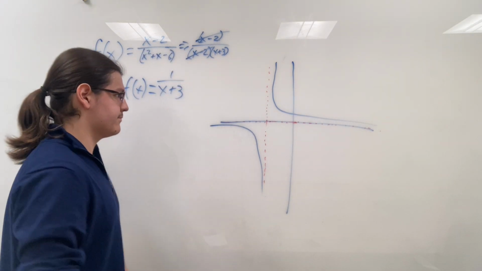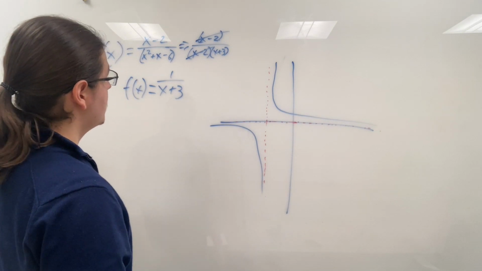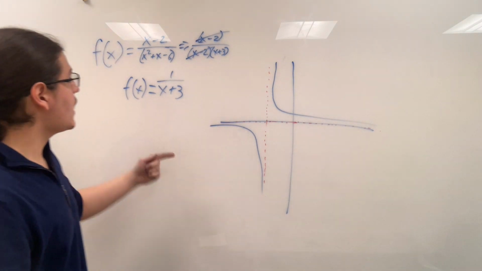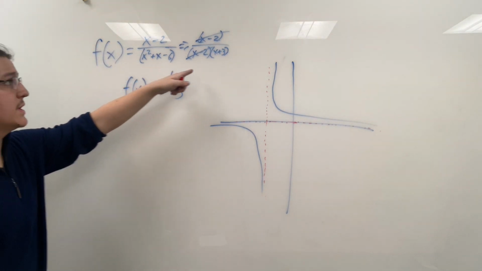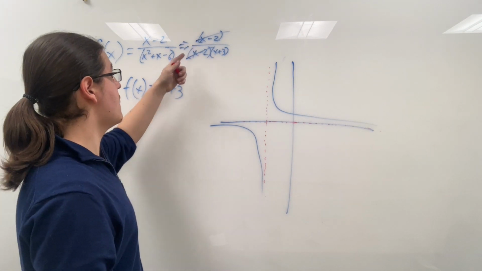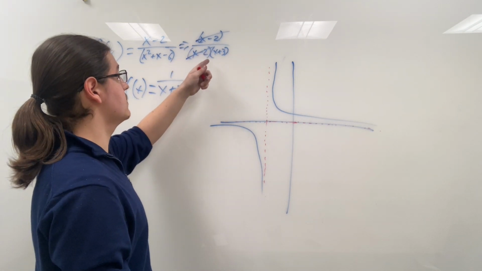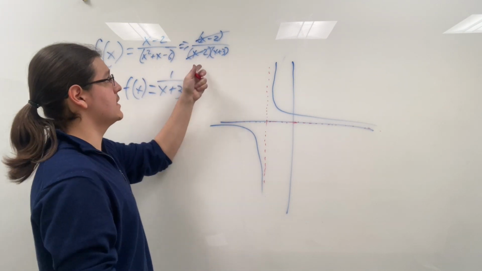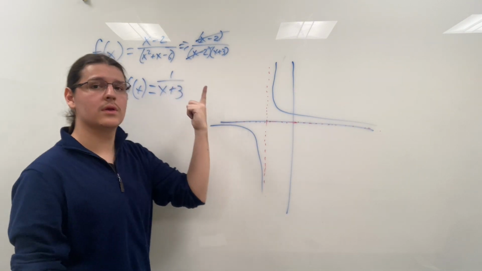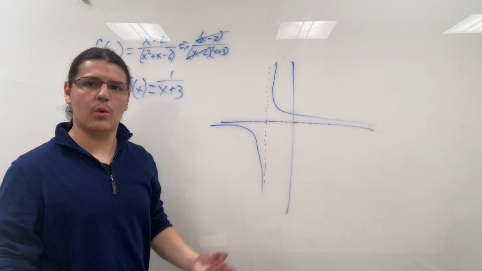Pause. Something here is not quite right. If we left this function as x minus 2 over x minus 2 times x plus 3, technically there should be an asymptote at 2. What happened?